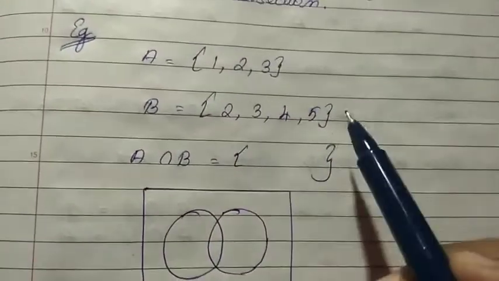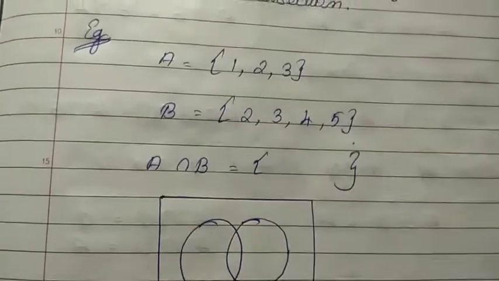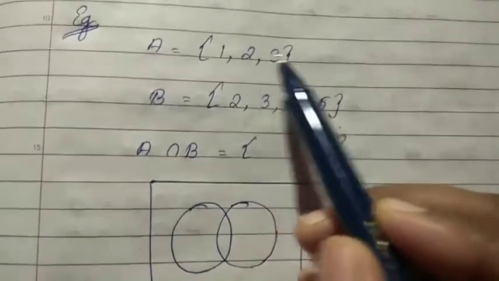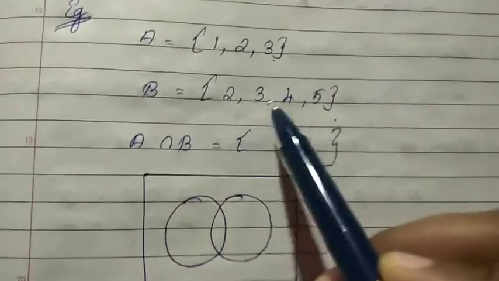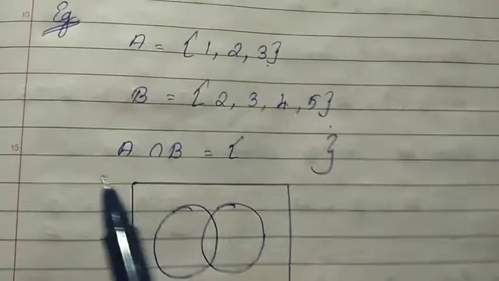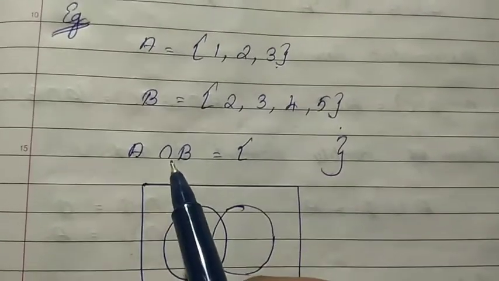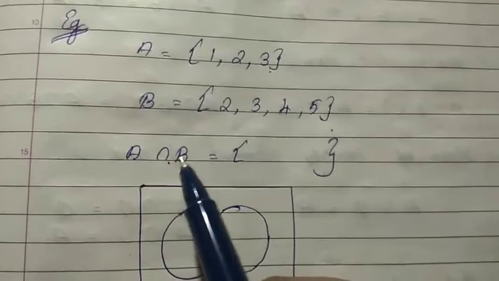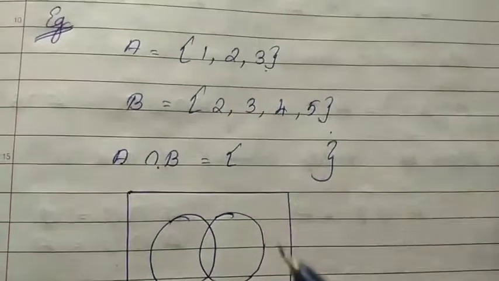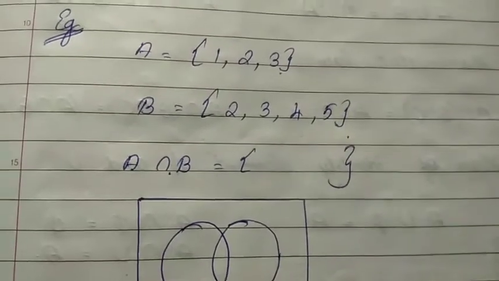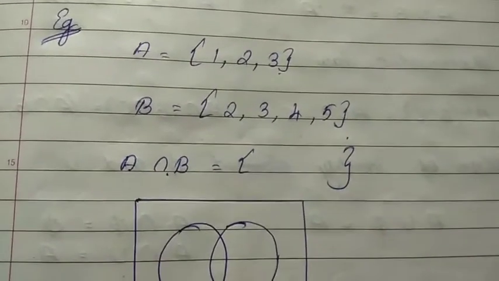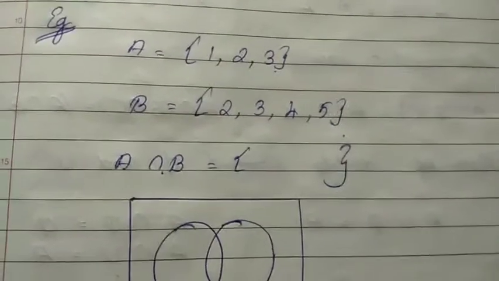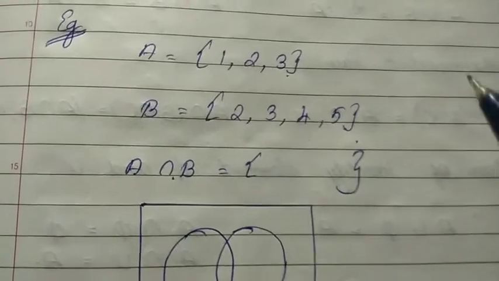First, let me see the example. The same example I have taken. So 1, 2, 3 in set A and 2, 3, 4, 5 in set B. Now I have to find A intersection B. So this symbol represents intersection. Now I have to check which elements are common for both the given sets. That gives me the intersection.